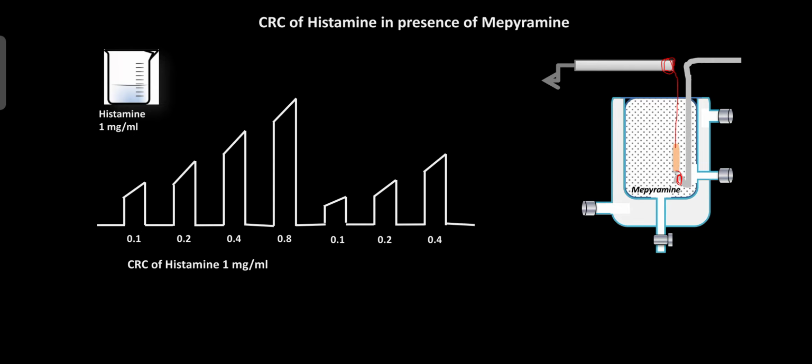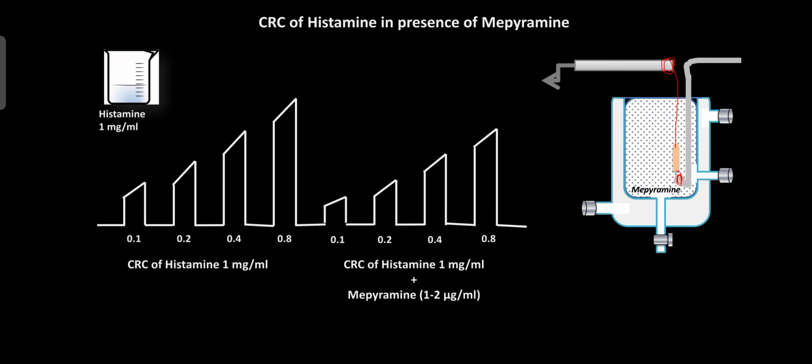After that, add 0.8 ml of histamine solution and record the responses due to the addition of 0.8 ml of histamine solution in the presence of mepyramine. Then after 30 seconds, once again wash the tissue. Then record the baseline. So this is known as the CRC of histamine in the presence of mepyramine.